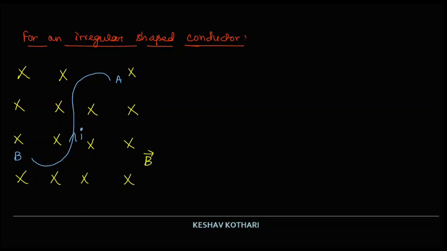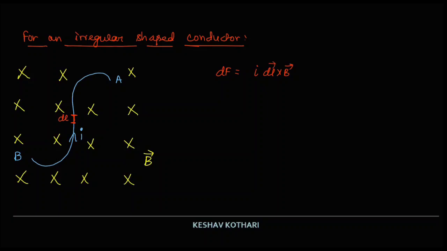So in order to consider this, we consider a small wire segment which is of infinitesimally small length dl, and due to this segment we consider that a force dF is acting on it, and its direction is given by I dL cross B.